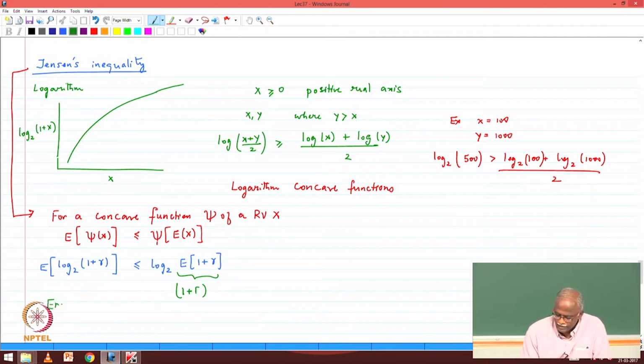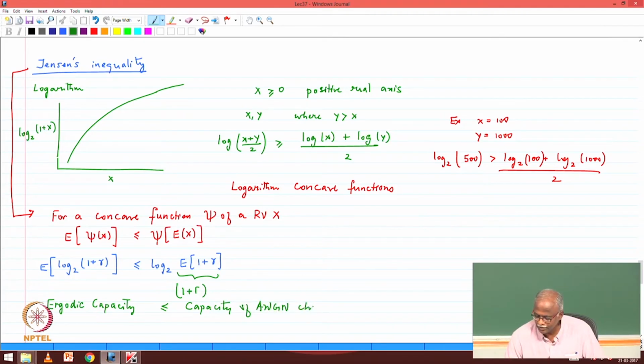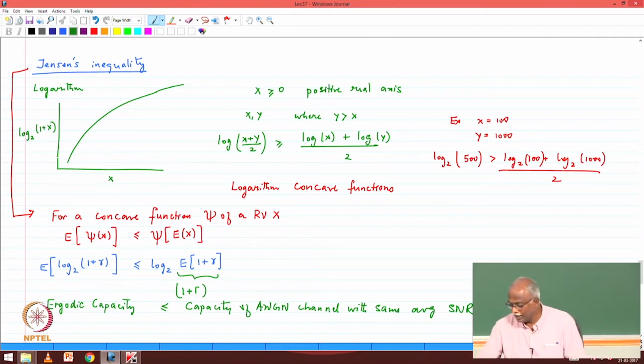So ergodic capacity is less than or equal to the capacity of an AWGN channel with the same average SNR. Okay. Now, why is that very important for us?